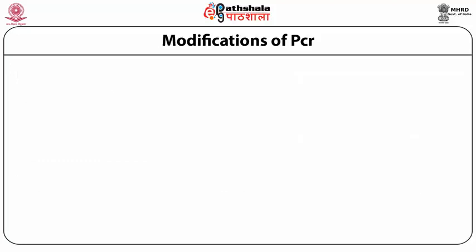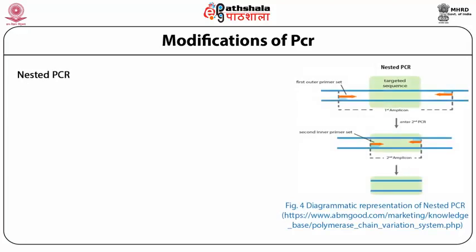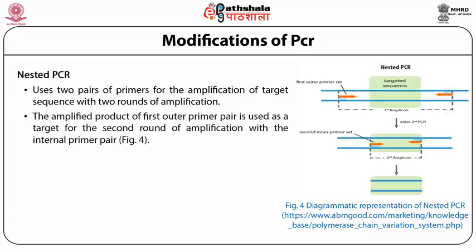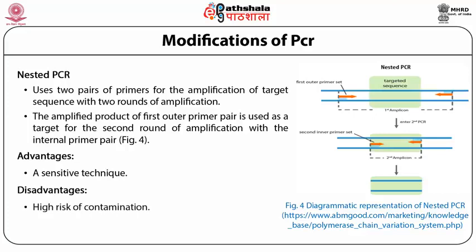Another variation of PCR is nested PCR. It is a more sensitive technique. It uses two pairs of primers for the amplification of the target sequence with 2 rounds of amplification. The amplified product of the first outer primer pair is used as a target for the second round of amplification with the internal primer pair, thus making this technique more sensitive than other PCR methods. However, the major disadvantage is the high risk of contamination, and it is a time-consuming assay.